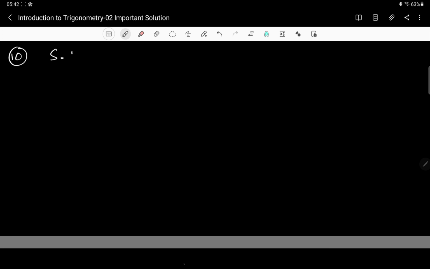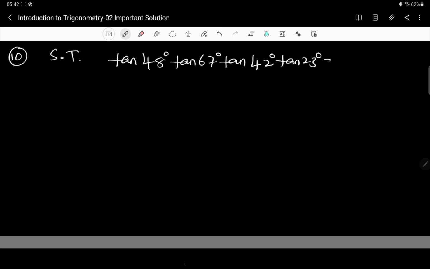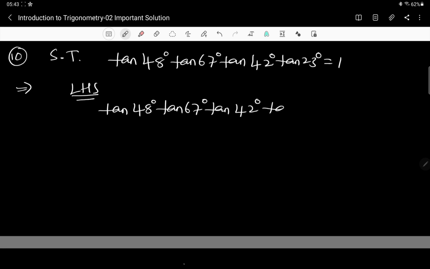Here is the question. Show that tan 48 degree into tan 67 degree into tan 42 degree into tan 23 degree is equal to 1. All right. So let us take this LHS value. That is tan 48 degree, tan 67 degree, tan 42 degree, and tan 23 degree, and that should be shown equal to 1.